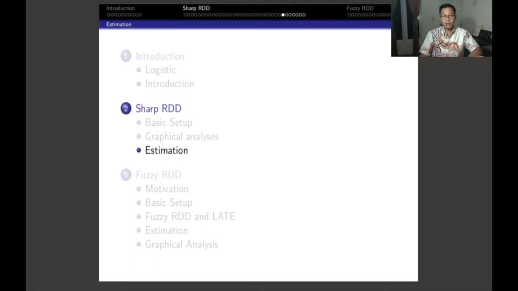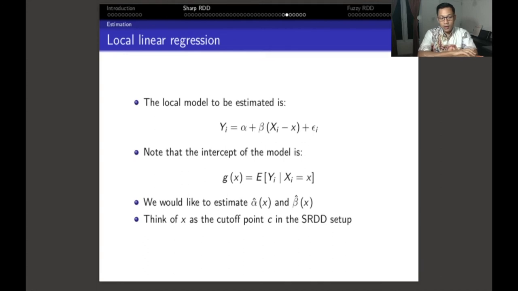Okay, so we're going to go through the estimation for the sharp RDD. We want to estimate whether the jump that we see around the threshold is actually statistically significant or not. To learn how to estimate, we're going to learn about local linear regression first. Let's look at the local model that we need to estimate. Think of y as an outcome, and think of x as the running variable. You can also see little x, and think of little x as the cutoff point c that we see in the sharp regression discontinuity design setup.